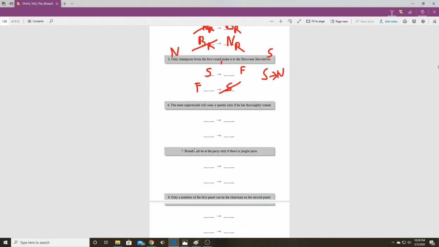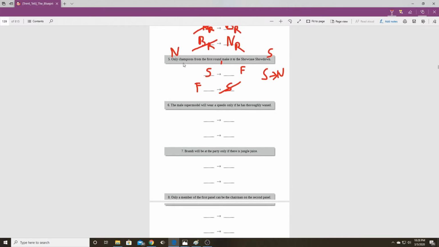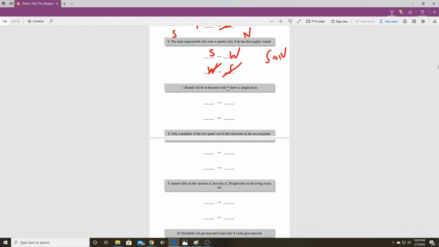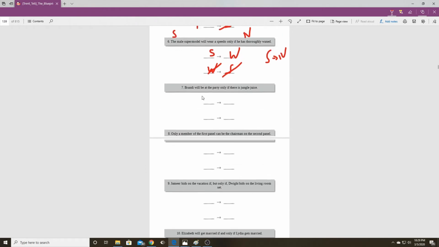So, anyways, only if. This term is exactly the same as only. So this is the necessary, that's the sufficient, S to N equation. Only wear a Speedo, if he is, only if he is thoroughly waxed. Hope you're getting the hang of this. I'm tired of doing these ones. Okay, I'll do it quickly.